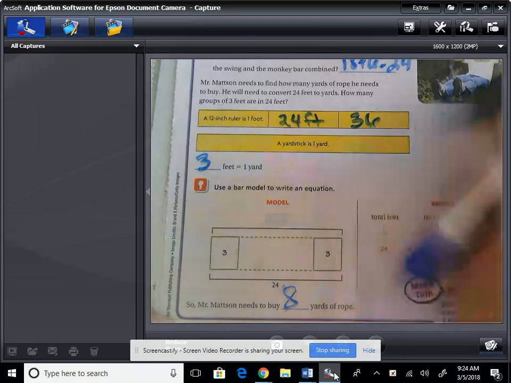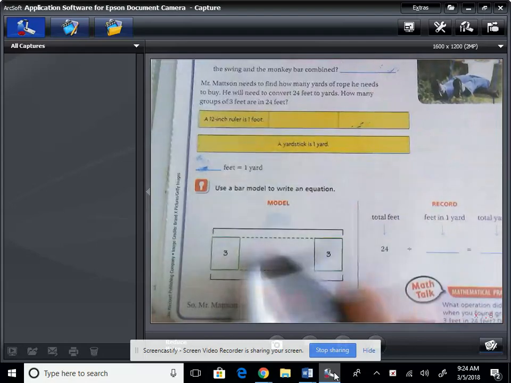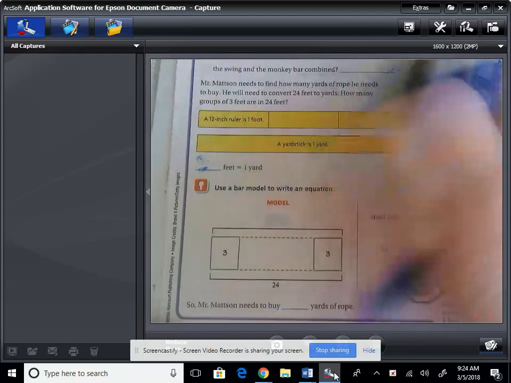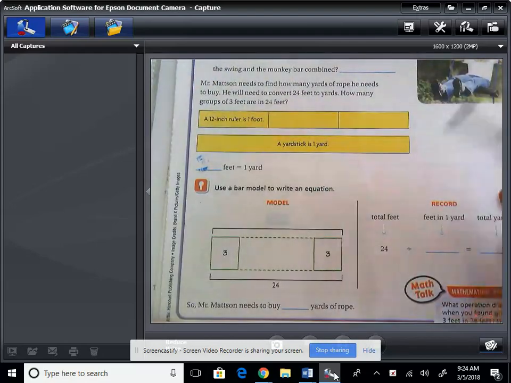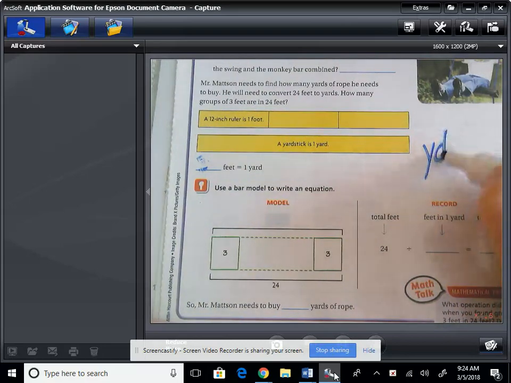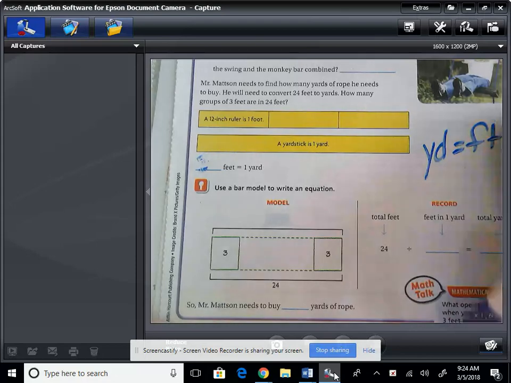Okay. So when we convert, we got to divide if we have a larger amount and we're trying to figure out the equivalence of a feet, we divide.